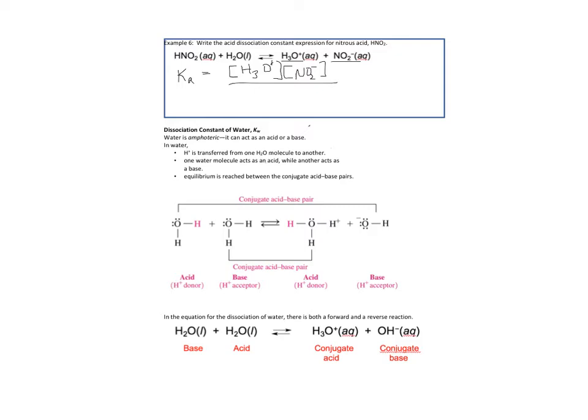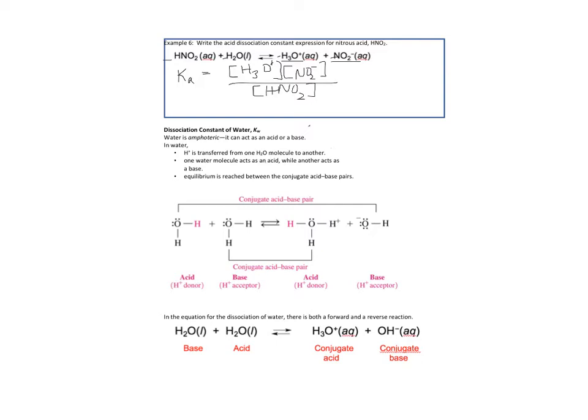Now, don't forget that we don't do liquid water. Liquid water is not included in your equilibrium expressions. So just the HNO2. Now, before we go on, we need to raise these to the power of their coefficients. In order to do that, we need to first make sure that this equation is balanced, because if it's not balanced, then we need to balance it, and that would change those numbers there.